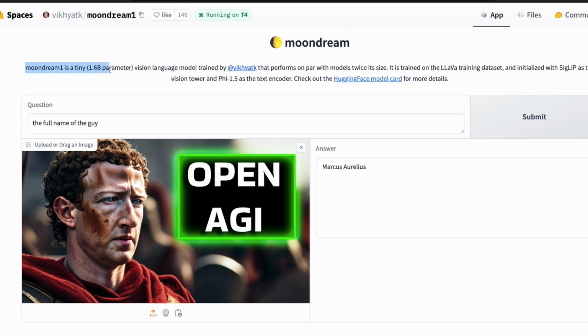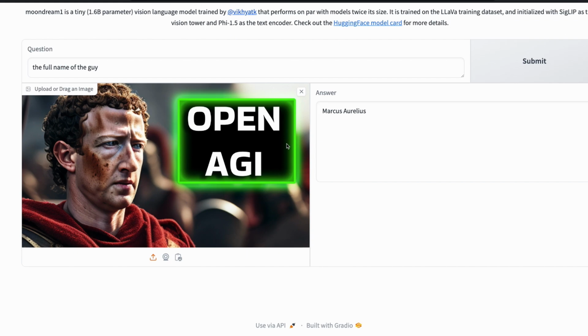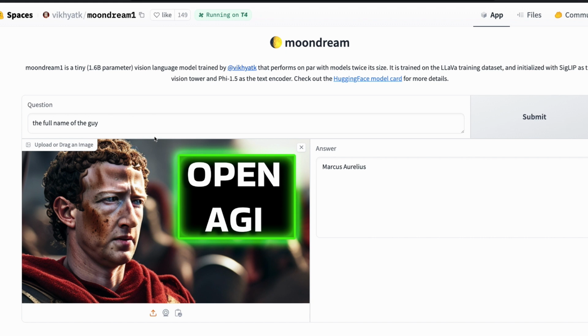And then when I exactly ask for the name of the person, it goes on to say that this is Marcus Aurelius. Maybe that is where it gets confused with the Roman emperor and also the image that it has got. Then I thought, let's use this for extracting text, a typical OCR task, and it does not do a good job. It just says an open sign with a face on it.